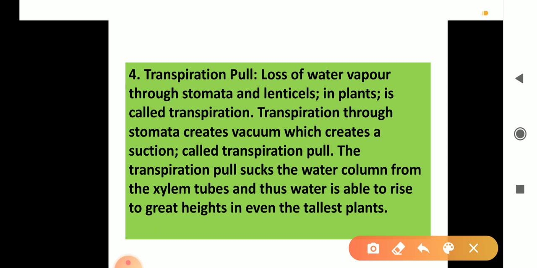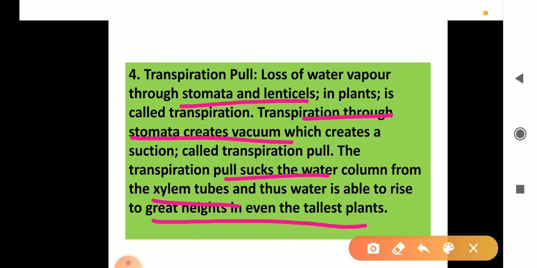Continuously transpiration takes place in plants. It is the loss of water vapor through the stomata or lenticels. These are lenticels. This is called transpiration. And transpiration through the stomata creates a vacuum, which creates a suction. Due to this suction pressure, the water is sucked into the water column from the xylem tubes, and this water is able to rise to a great height even in the tallest plants.